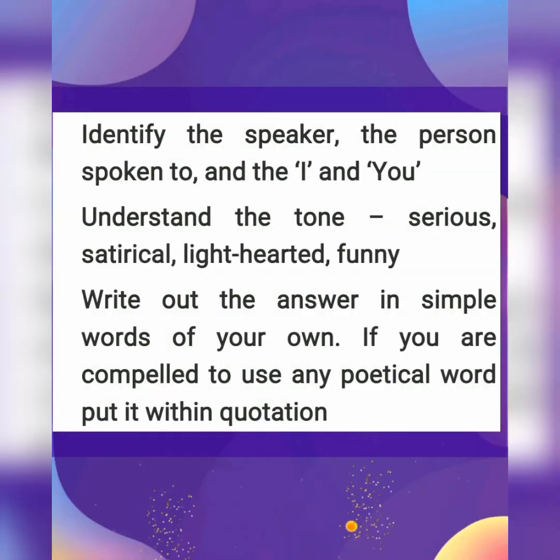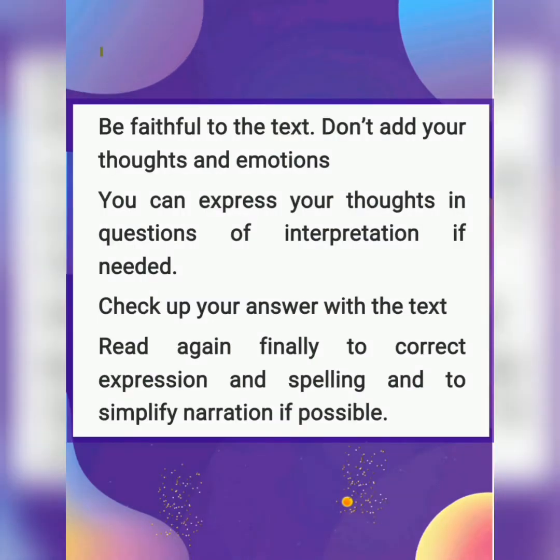Then identify the speaker, the person spoken to, and the I and you in the poem. Understand the tone, that is, serious, satirical, light-hearted, or funny. Write out the answer in simple words of your own. If you are compelled to use any poetical word, put it within quotation. Then be faithful to the text you are going to write. Don't add your thoughts and emotions.